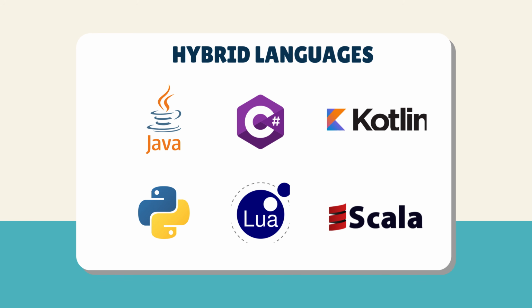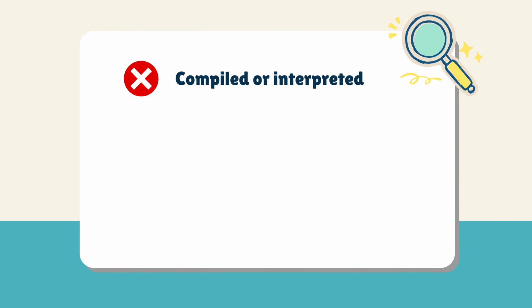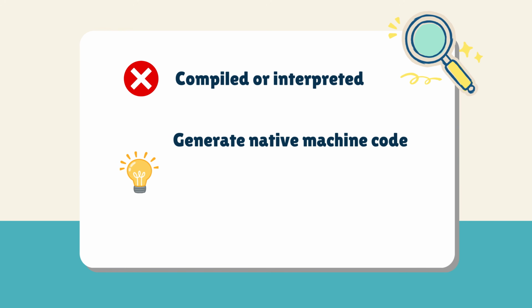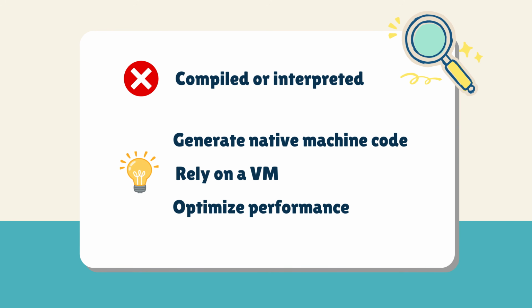More and more languages today blur the line between compiled and interpreted. The key question is no longer, is it compiled or interpreted? But rather, does it generate native machine code? Does it rely on a VM? And how does it optimize performance?